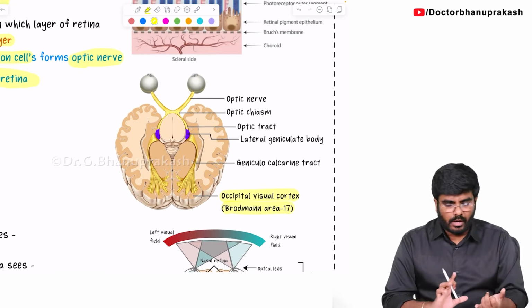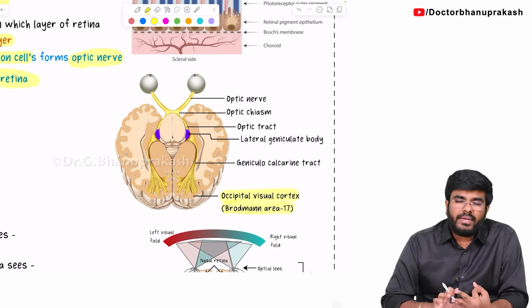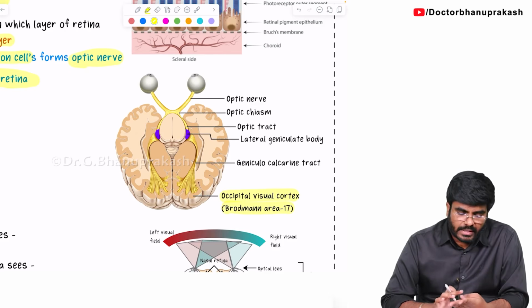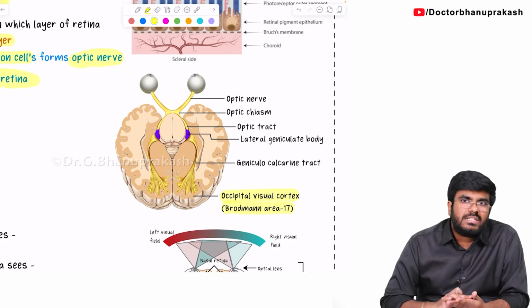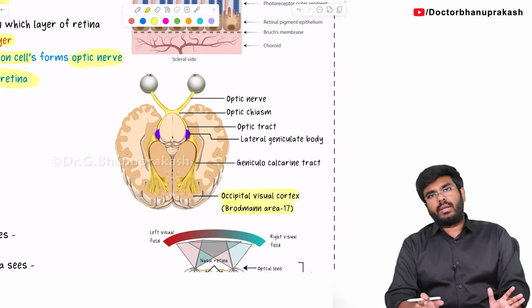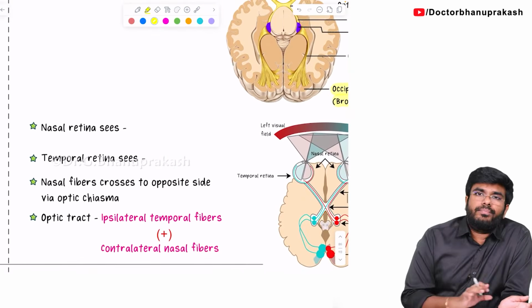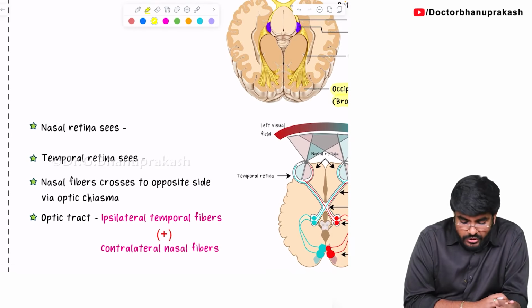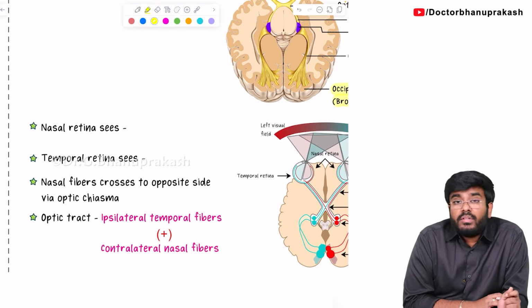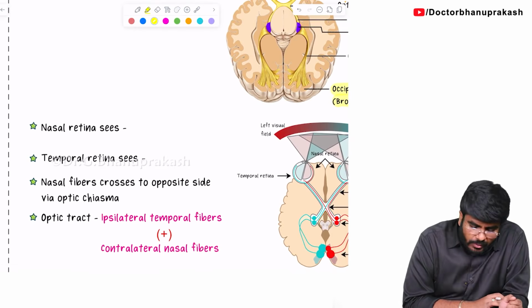Okay, again repeating: optic nerve, optic chiasma, optic tract, lateral geniculate nucleus. From the lateral geniculate nucleus, geniculocalcarine tract to the occipital cortex, Brodmann's area number 17. Next, after this, what else should you know? Okay, as a first year MBBS student, from this topic, what is very important for your exams? Okay, let me tell you.